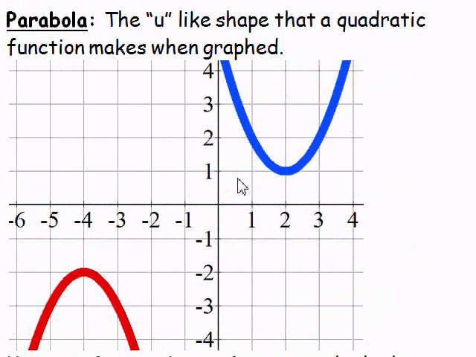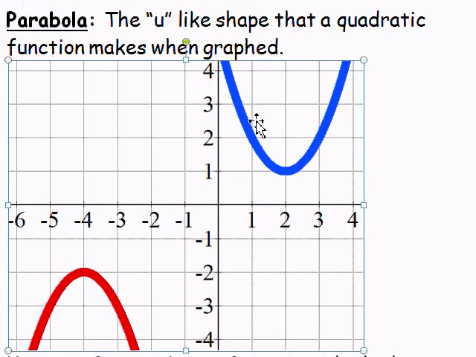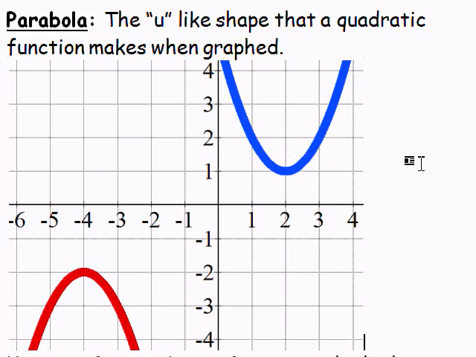Now, a quadratic function will always make a U-shape that is called a parabola. So I've got a couple of examples of some parabolas. The blue shape is a parabola, and so is the red shape. And both of these came from quadratic functions that were graphed.